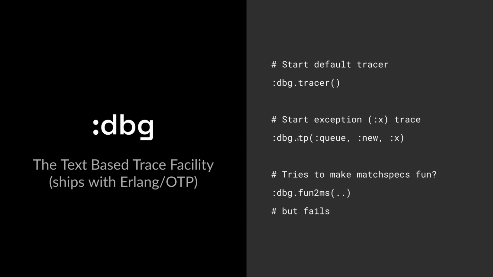And it's nice terse naming. And then it tries to make match specs fun, I assume. This is an abstraction for making it easier to write the match specs. I had problems with it, trying to make that work under Elixir. I don't know why. It might be using something Erlang specific.